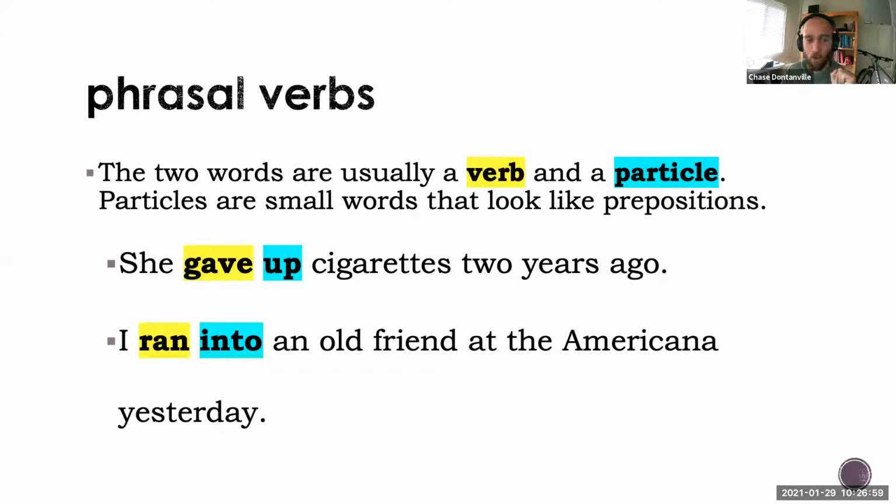I ran into an old friend at the Americana yesterday. So again, ran into is the phrasal verb. It's connected, 2 words for 1 idea. The verb is run and the particle is into. Run into means to see somebody or meet somebody unexpectedly. So I didn't expect to see my friend. We just happened to run into each other.